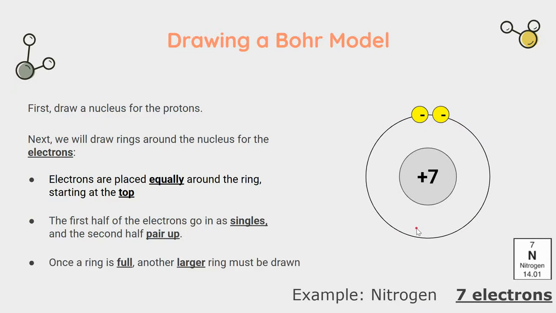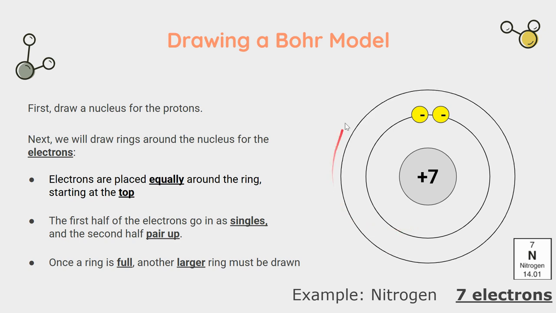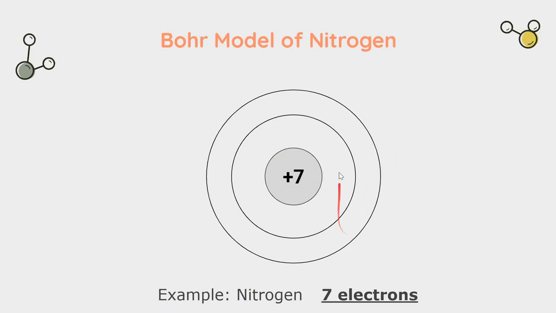So I can give myself another larger ring around the outside, my second ring. This can hold a maximum of 8, but I only need to place 5. 1, 2, 3, 4. The first 4 go in as singles, and that last one will go in as a pair. Now I think it's better to see this whole process right from the start. So let's redo nitrogen. 1, 2 in the first ring, and then 3, 4, 5, 6, 7. And that fills up my nitrogen.